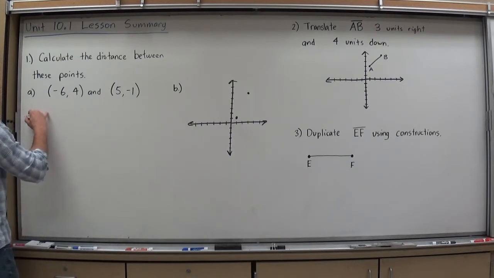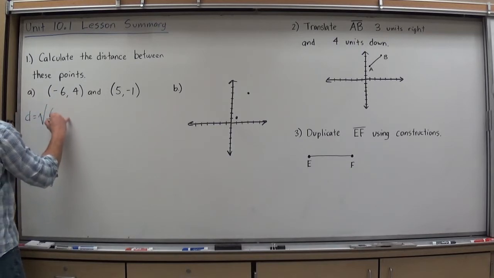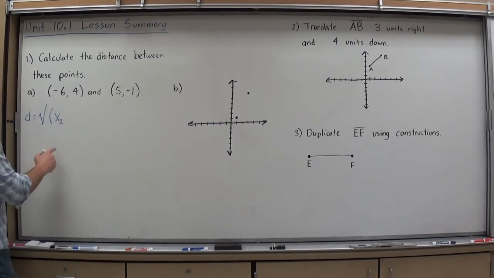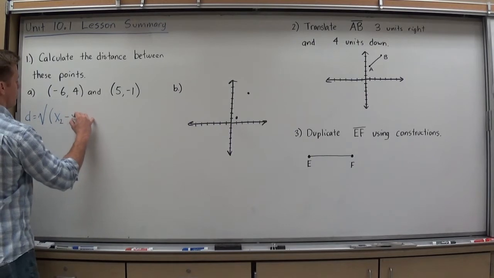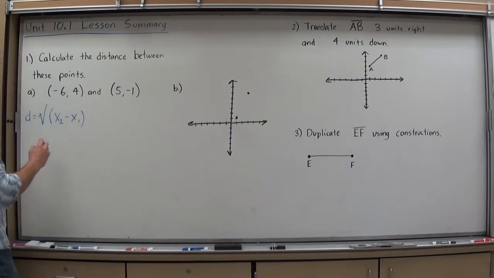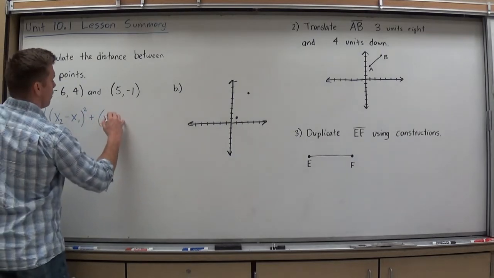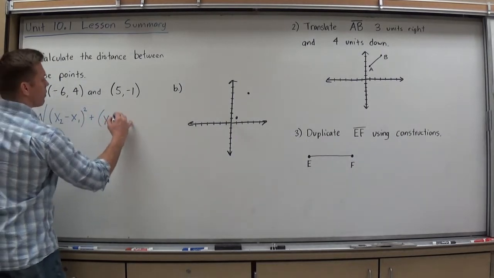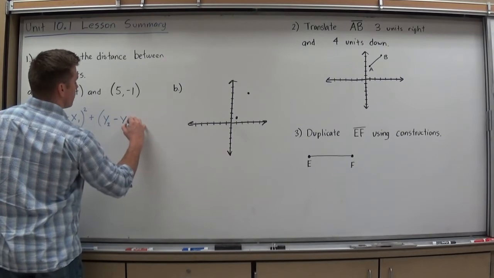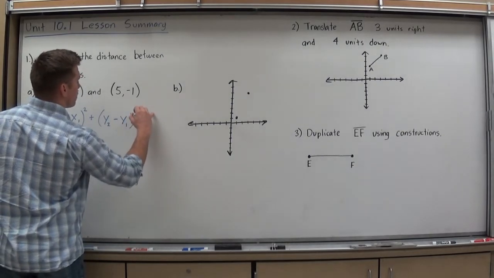The formula for distance is the square root of (x sub 2, my second x coordinate, minus x sub 1, my first x coordinate) squared, plus (y sub 2, my second y coordinate, minus y sub 1, my first y coordinate) squared.